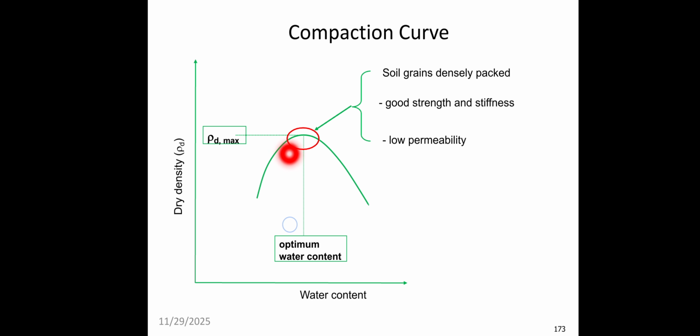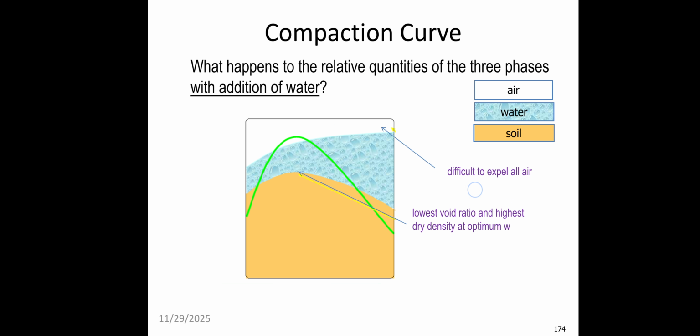Usually at this particular point we can ensure that soil particles have been densely packed, and they have very good strength and good stiffness. At this particular extent we have low permeability. So the peak value we call the maximum dry density, and the corresponding value we call the optimum moisture content. So these are the two characteristics of the compaction test. One is optimum moisture content, the second one is maximum dry density.